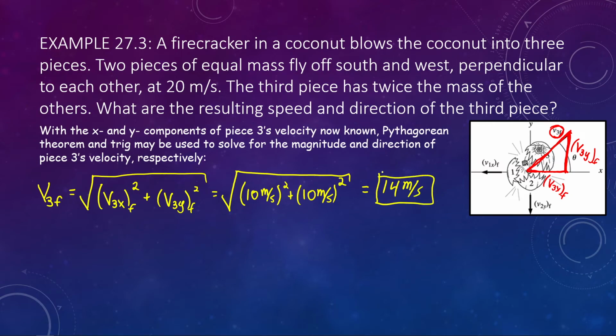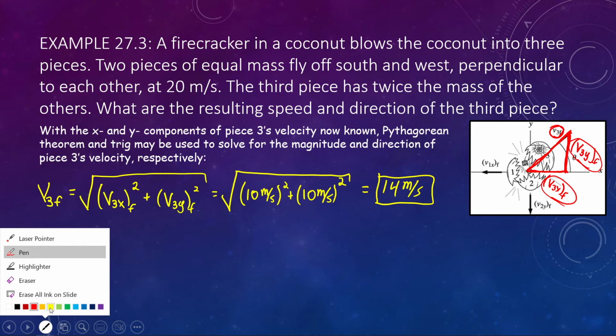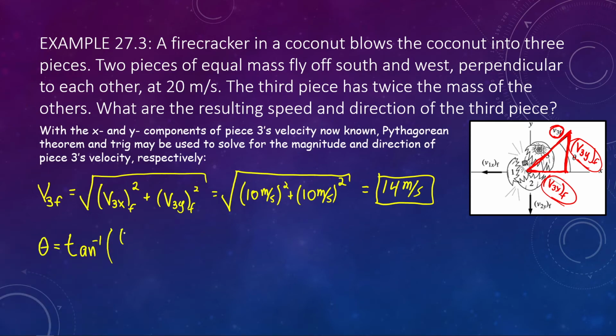We're asked for the magnitude and direction. In order to get the direction, we've done this before, but it's been a while in our class. We're looking for the direction, or the angle theta. By definition, this comes from the tangent function. Because, again, if you recall the definition of tangent, it is opposite over adjacent, which is the y component over the x component. So, by definition, theta is the inverse tangent of v3y final over v3x final. In other words, this is the inverse tangent of, well, 10 over 10.